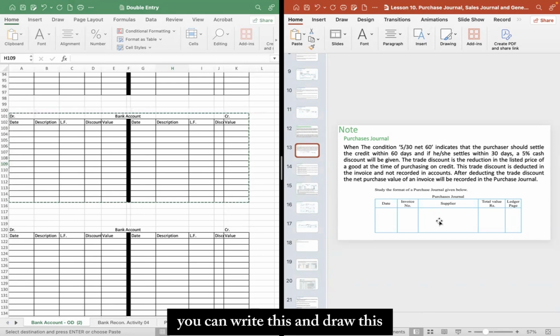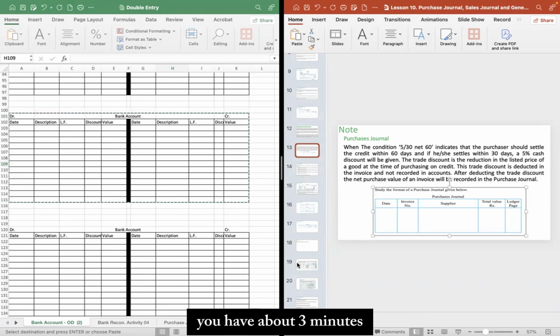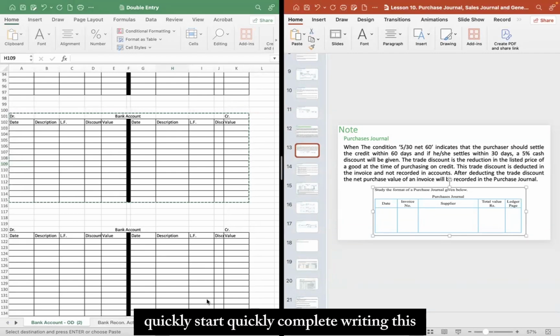You can write this and draw this. You have about 3 minutes. We have about 3 minutes remaining. Quickly complete writing this.